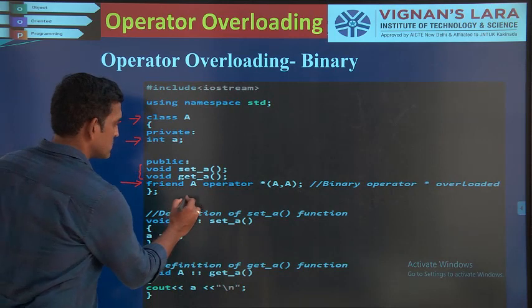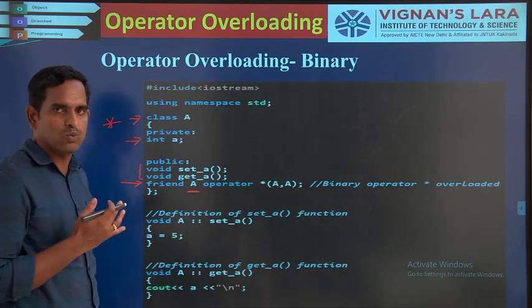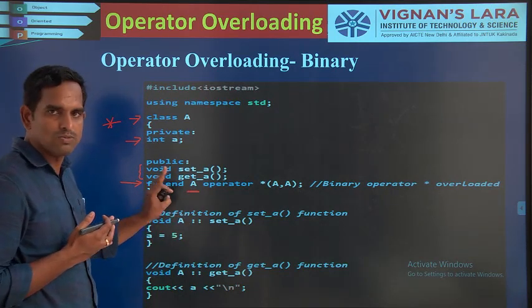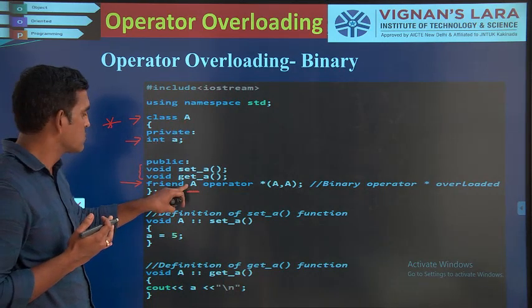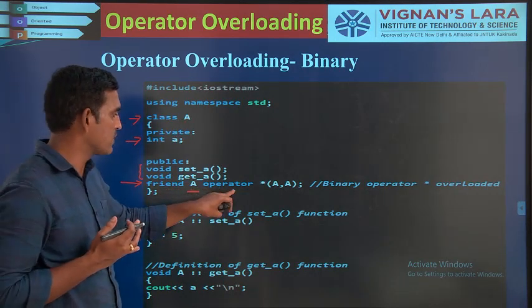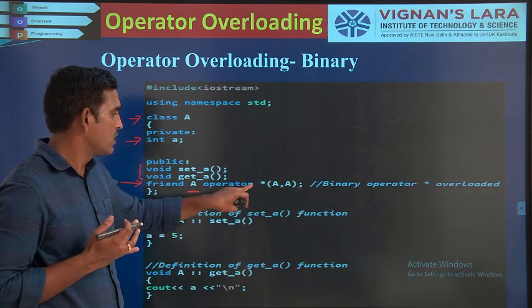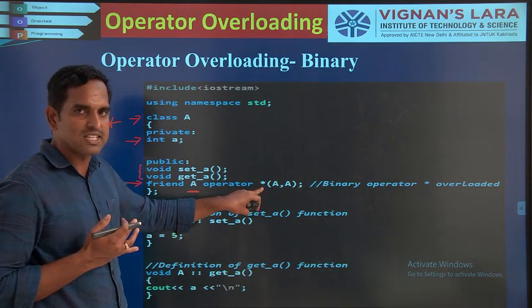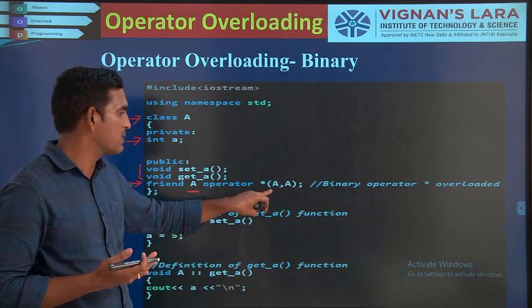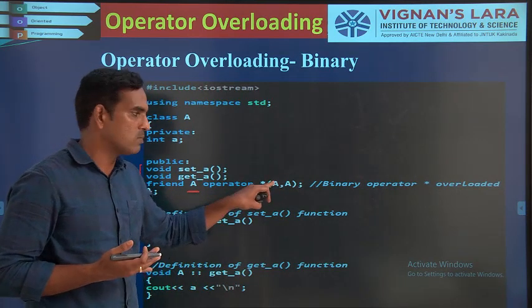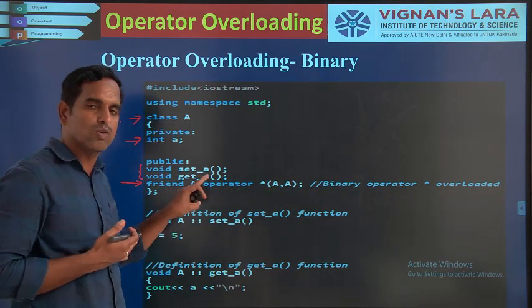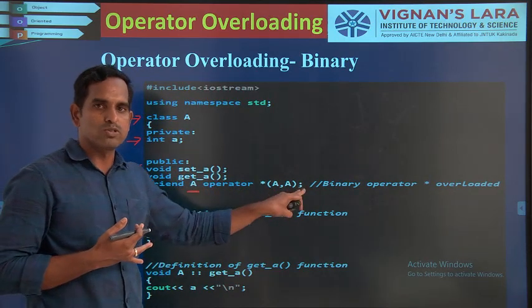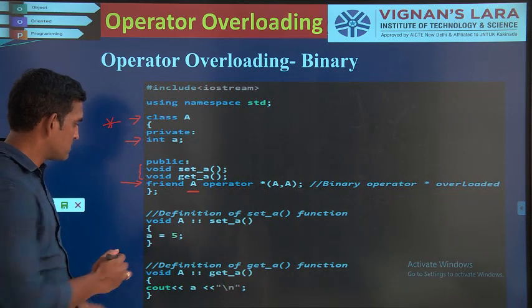In the previous example we returned void. Here I am returning the object, which is why I am specifying the class name. Then I am specifying the operator keyword. Next I am specifying the multiplication symbol, since I am trying to overload the multiplication, and I am passing two objects here. As I told you, since it is a binary operator and I am trying to overload using a friend function, I am using two arguments.